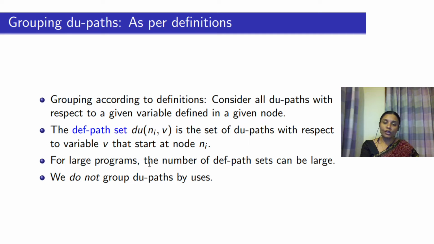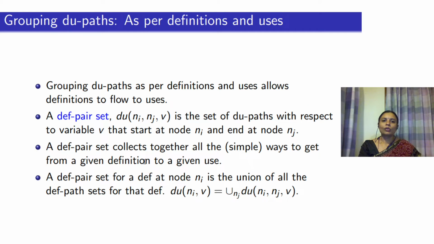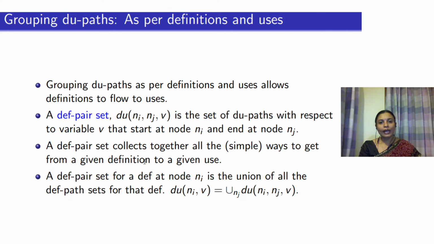As I told you, for large programs such number of paths can be large, so we group them once again. We might want to group them by uses, but it's typically not done in software testing, and when we look at examples it will become clear why we don't group them by uses. So take a def path set like this: for a variable v, all the DU paths that begin at a particular node ni. We group DU paths by definition and by use, and this allows the definitions of the DU paths to flow over to their use as a program executes.